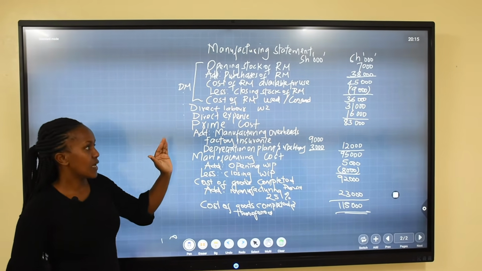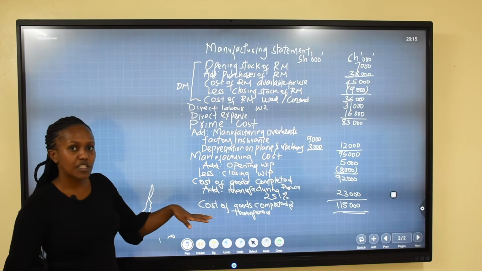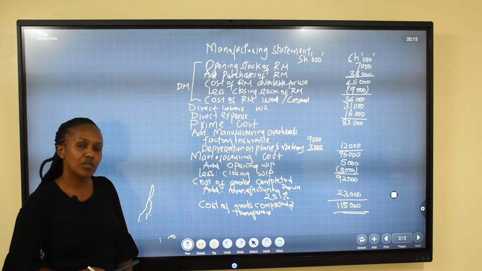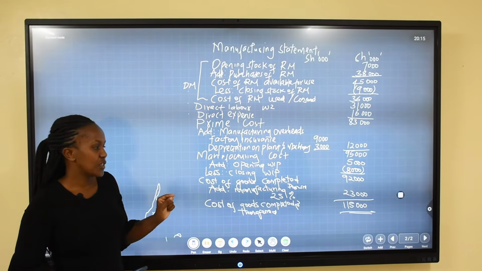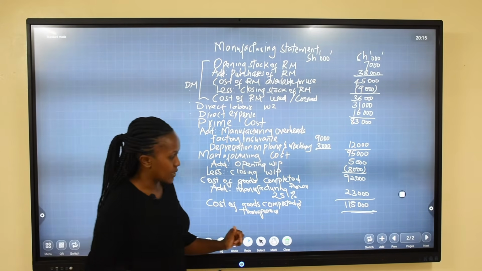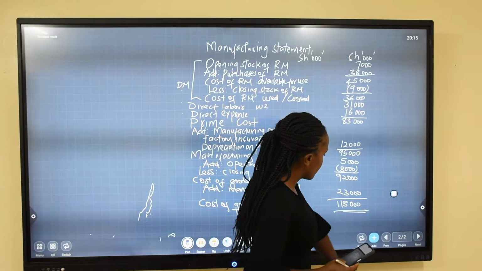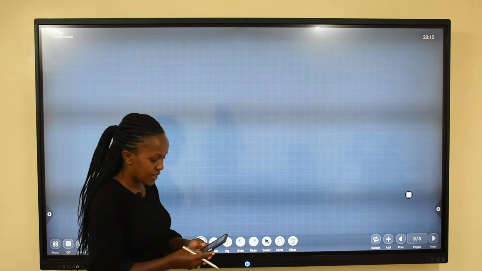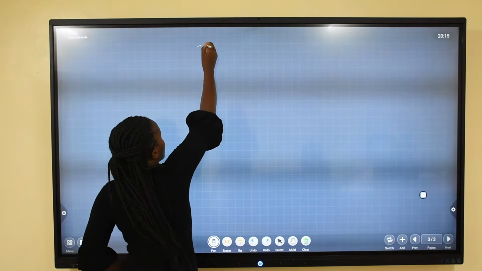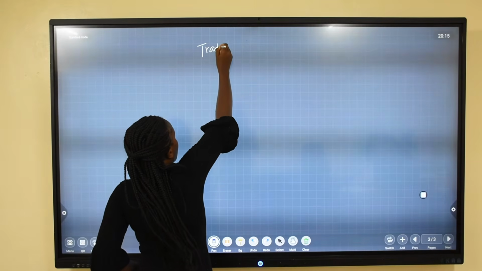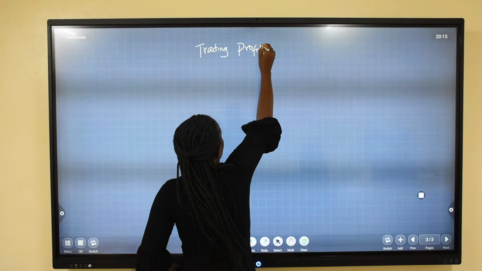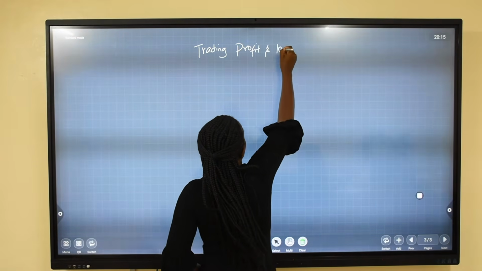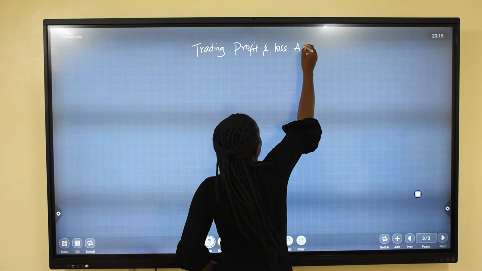Now, this is simply the cost of manufacturing. We need to know, what about now when we sell? Do we make a profit or a loss? So that will bring us to prepare the trading profit and loss account.